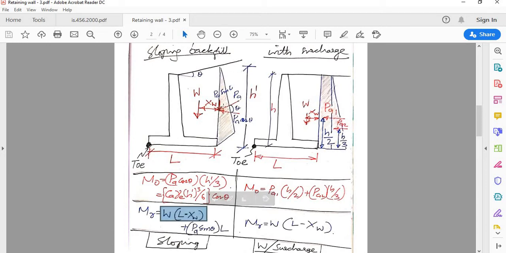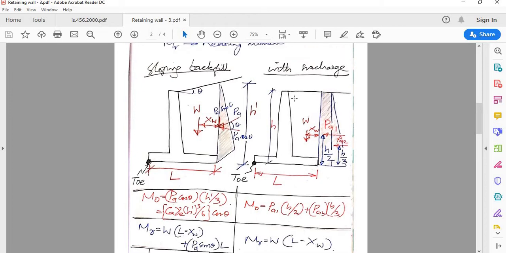Now in the case of sloping backfill, you also have the vertical component of active earth pressure. So if you look at it, that's also actually contributing in the restoring moment. So you will have PA sin theta into L. So PA sin theta is a vertical component into L is the lever arm. So that is about sloping backfill.